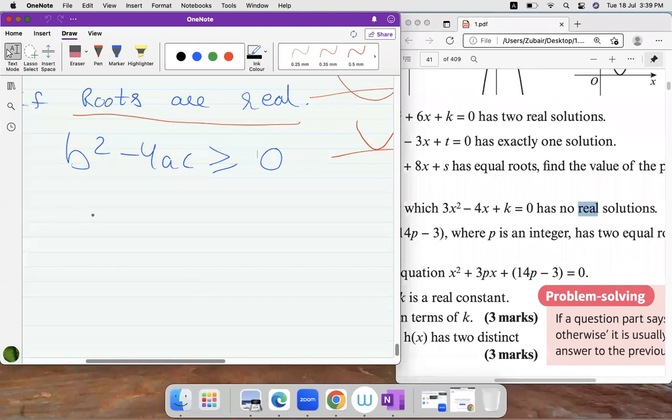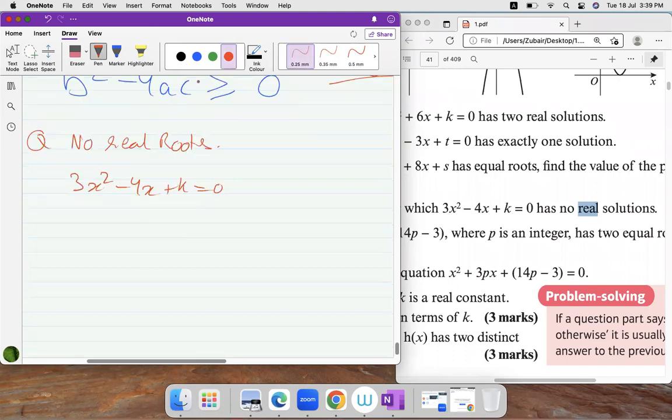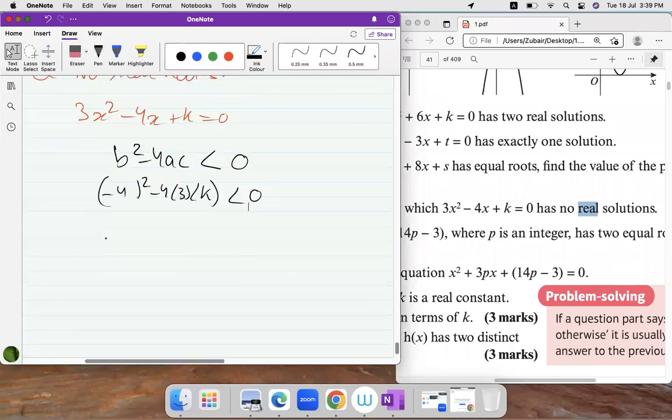The question says no real roots, and the question statement is 3x square minus 4x plus k equals 0. If the roots are not real, b squared minus 4ac will be less than 0. B is minus 4, a is 3, c is k, and it is less than 0. 16 minus 12k.